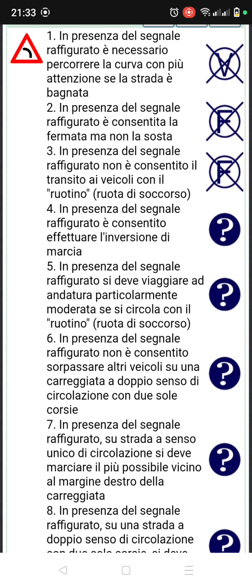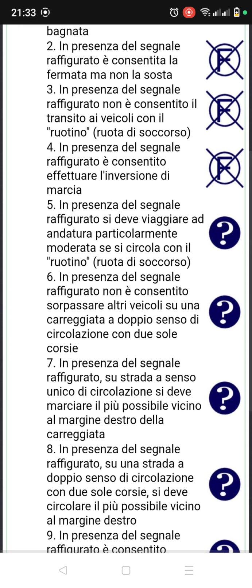Number 4. In presenza di segnale raffigurato è consentito effettuare l'inversione di marcia. No, it's false. He said in the presence of this sign figure, it is allowed to do a U-turn. No, it's false. Number 5. In presenza di segnale raffigurato si deve viaggiare ad andatura particolarmente moderata se si circola con il ruotino di soccorso. Yes.